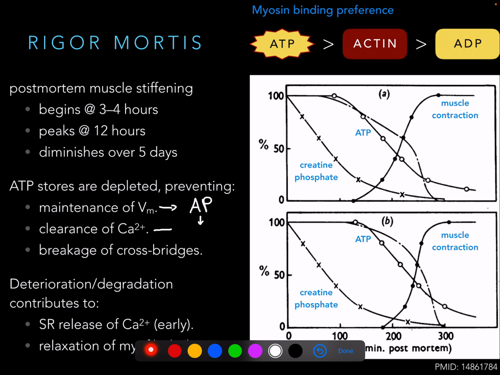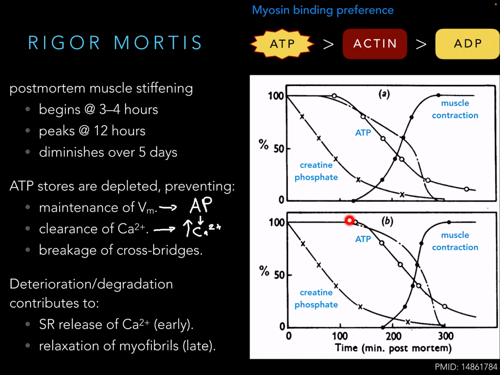That, along with reduced clearance of calcium, means that I have a whole lot more calcium floating around in my muscle cells. As ATP drops, more calcium. That explains why my muscle contraction curve here, the filled circles, increases as ATP levels drop. So I go through the cross-bridge cycle, I contract my muscle, I burn up even more ATP. And then when I essentially run out of ATP here, my muscles stay contracted. And that's because of this third bullet point here, I can't break the cross-bridge anymore.